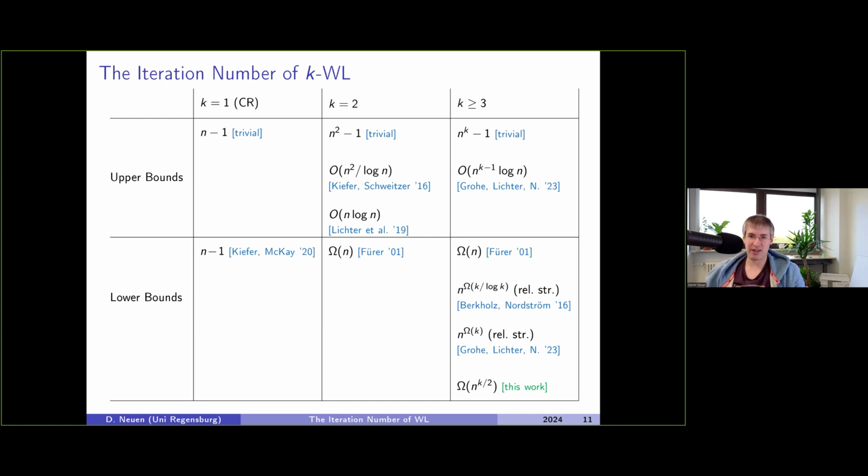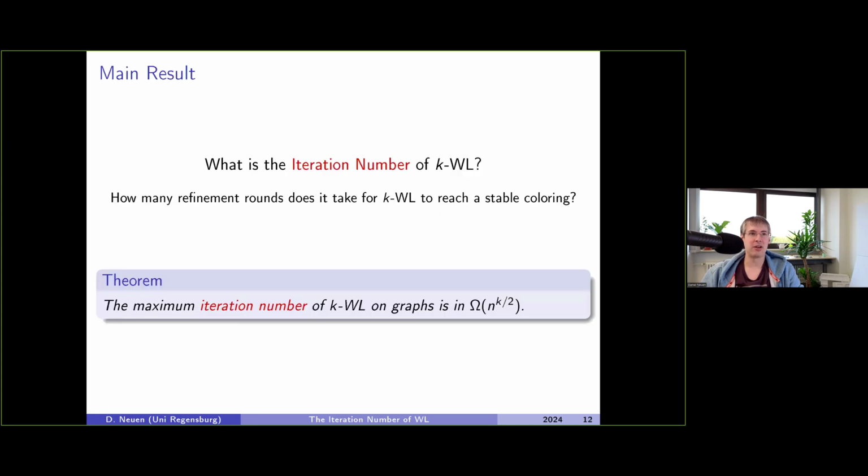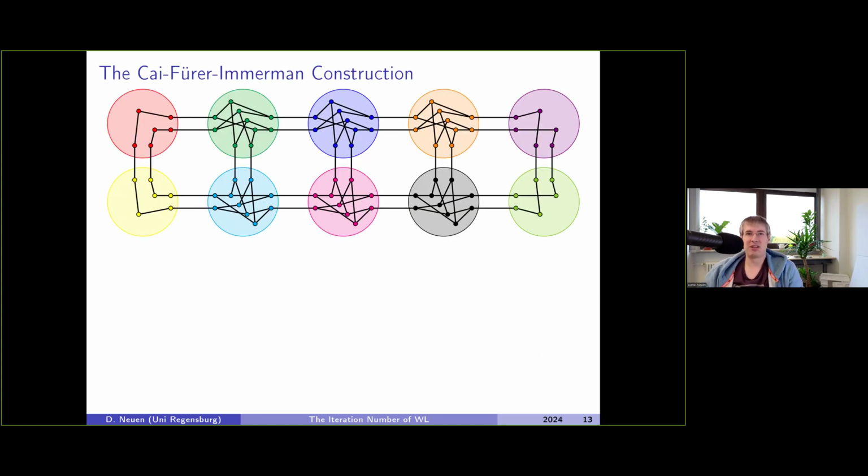Okay, and this is what I want to describe now, how we can get this lower bound. As I already indicated, the starting point of our construction is the lower bound from Fürer from 2001, which provides this linear lower bound. So first I want to briefly recap how this omega of n lower bound works, and then we will see how we can improve it. Here is again the main result stated: the maximum iteration number of k-WL on graphs is omega of n to the k over 2.